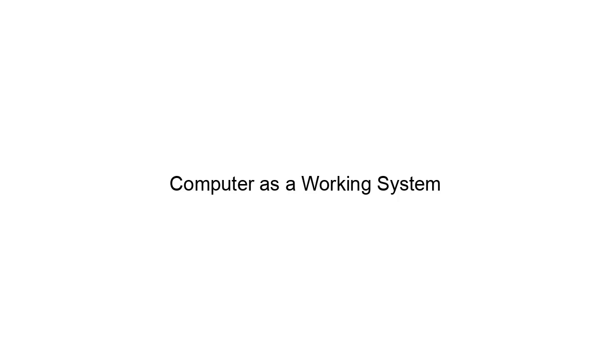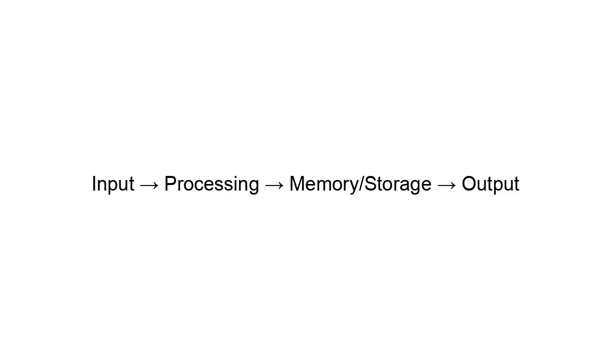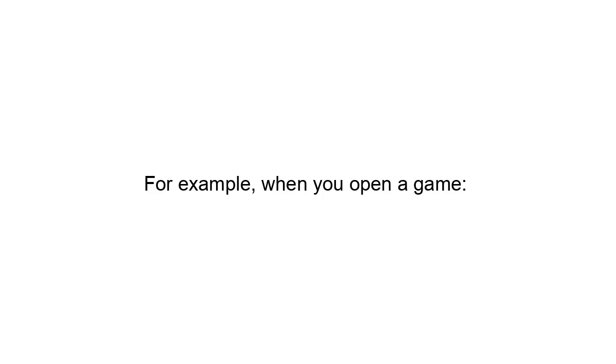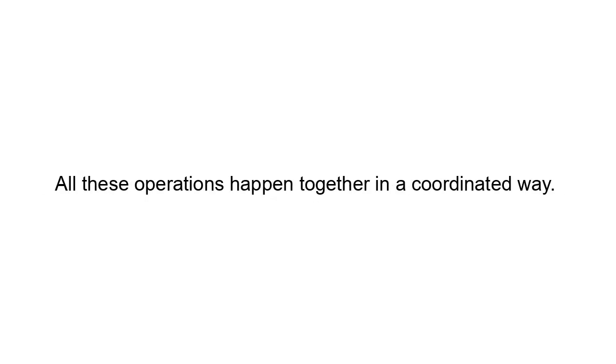Computer as a working system. A computer works by taking input, processing it, storing data, and producing output. Example concept: input means processing, means memory/storage, means output. For example, when you open a game, storage provides the game files, RAM temporarily holds needed data, the CPU processes instructions, the GPU renders graphics, and the monitor displays the result. All these operations happen together in a coordinated way.